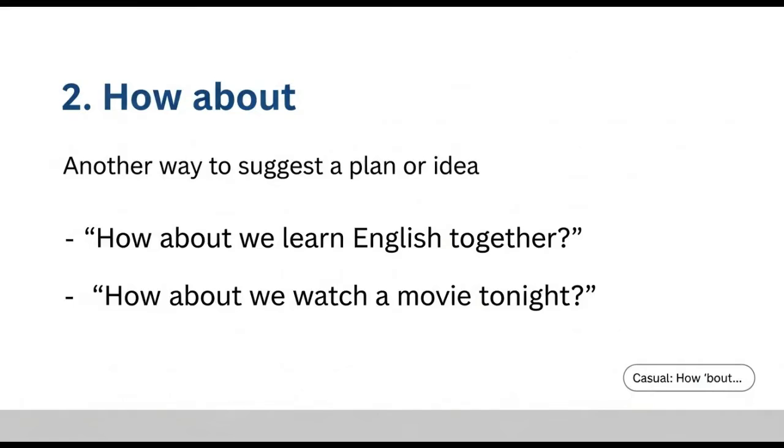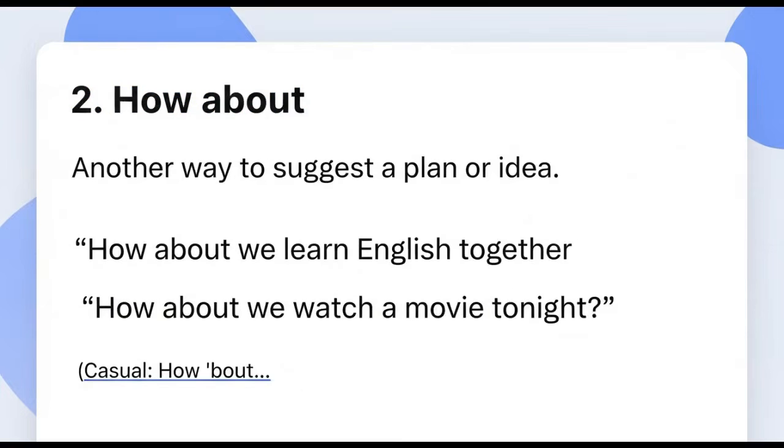A quick note on pronunciation. Sometimes in very casual conversation, you might hear a native speaker drop the A and say, how 'bout, instead of how about. They mean the exact same thing. How about we learn English tonight?